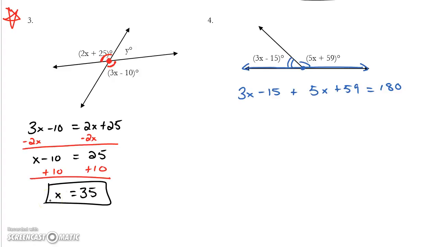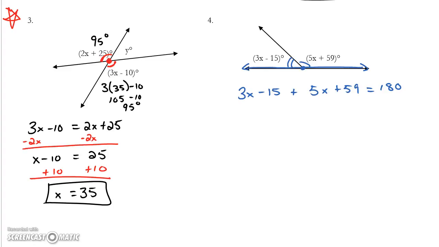But I do want to find the value of y still. But now that I know what x is, I can substitute that into either of these equations and find the value of this angle. 3 times 35 minus 10 is 105 minus 10, 95 degrees. Well, then this is also 95 degrees because they are congruent. Vertical angles are always congruent.